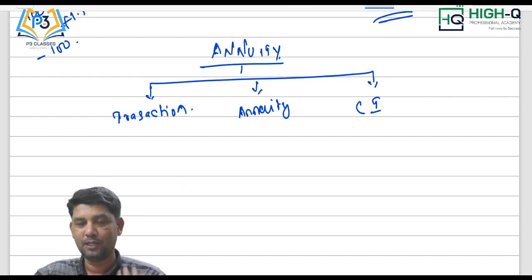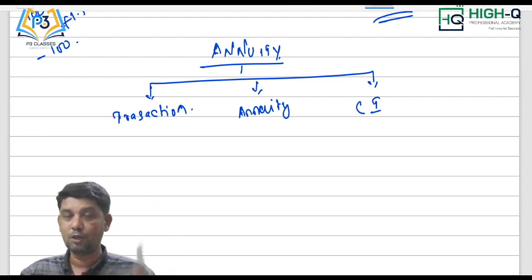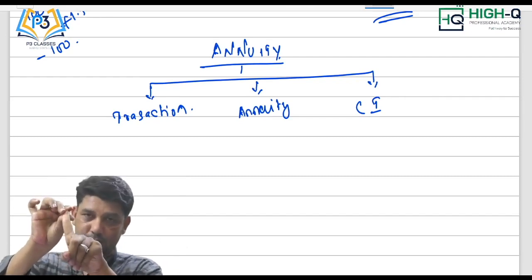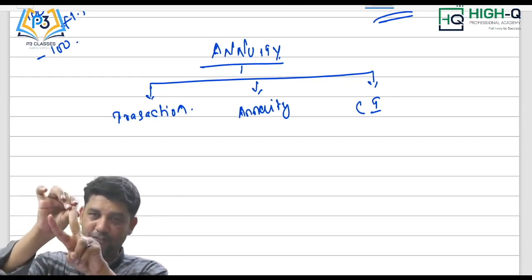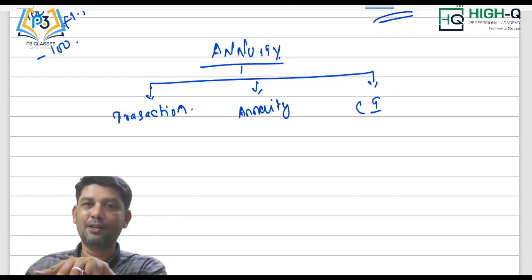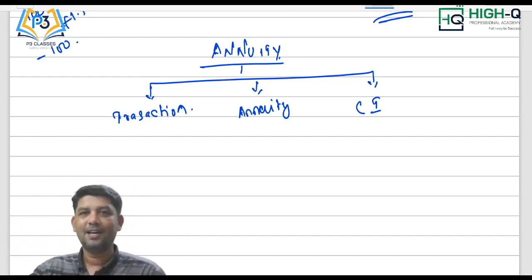Don't worry about it. When you come to know that this question is based on annuity, what are the 3 thumb rules? First, we need to understand what type of transaction it is, what type of annuity, and what type of interest. Let me come to the point, my dear.